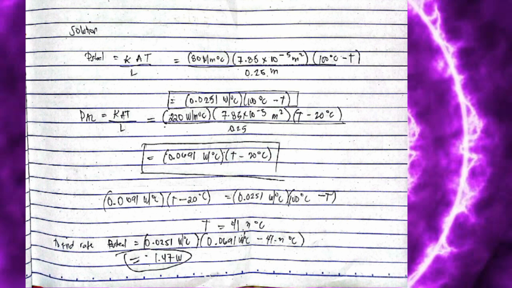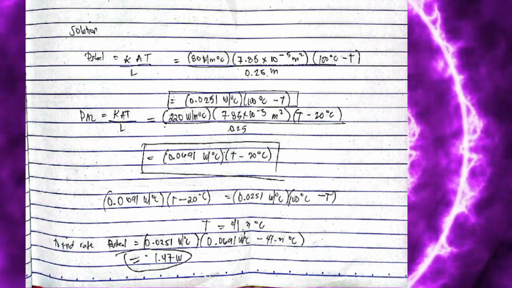And for the aluminum, we all know that the thermal conductivity of the aluminum is 220 watt per meter degree Celsius times 7.85 times 10 raised to the power of negative 5 meter square times T minus 20 degrees Celsius, divided by 0.25. We get 0.0691 watt per degree Celsius times T minus 20 degrees Celsius.